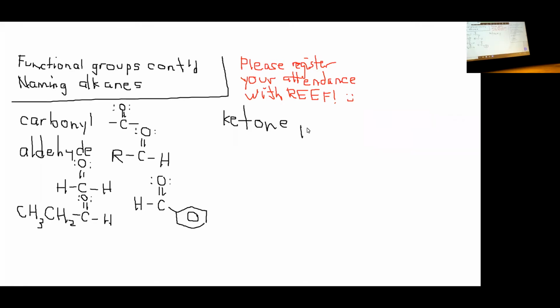And ketones are kind of similar to aldehydes, except on either side of the carbonyl, you've got two hydrocarbon groups or two alkyl groups. We can call them R1 and R2. And R1 and R2 can be either the same or different, doesn't matter. But they do have to both be alkyl groups, and I think you'll see why that is.